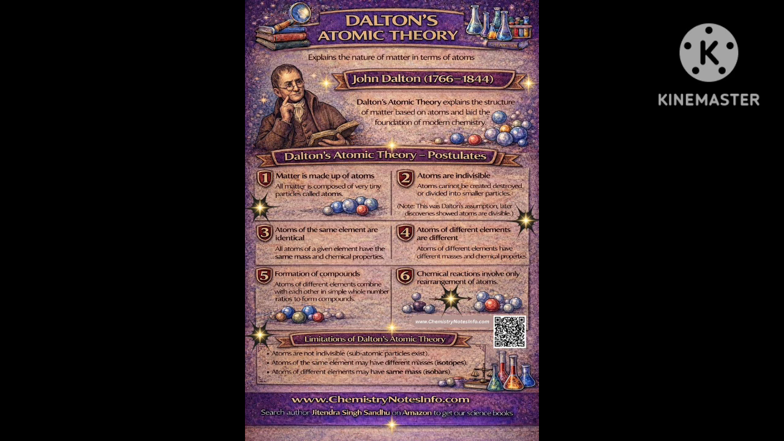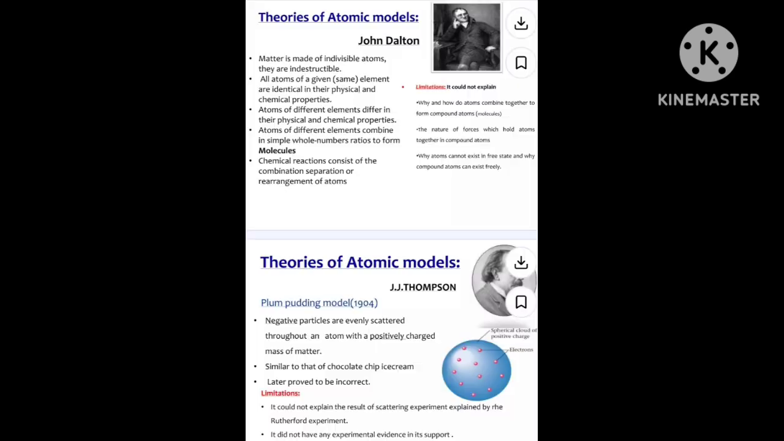Next point: atoms combine in small whole numbers to form compound atoms. The atom is the smallest unit of matter that takes part in a chemical reaction.